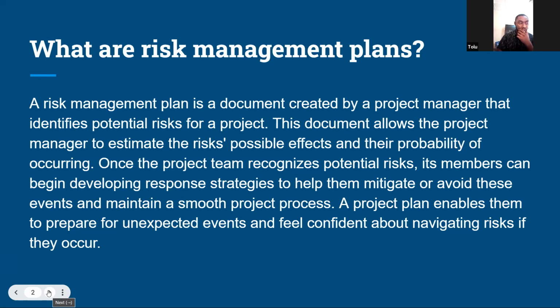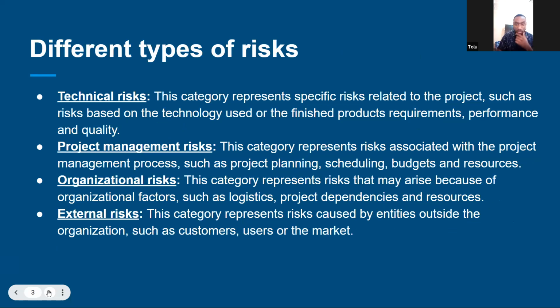So move to the next slide. So, different types of risk. We have technical risk, we have project management risk, we have organizational risk, and we have external risk. For the technical risk, this category represents specific risks related to the project, such as risks based on the technology used or the finished product requirements, performance, and quality.